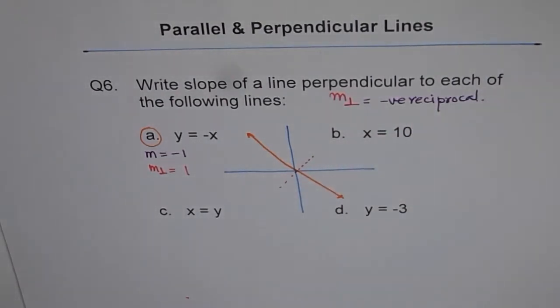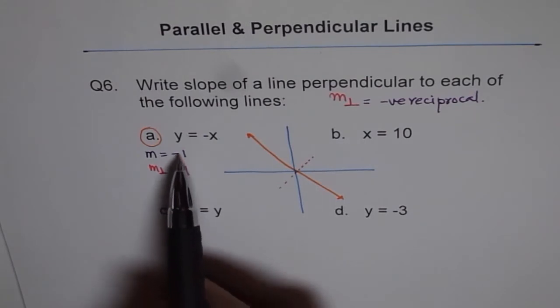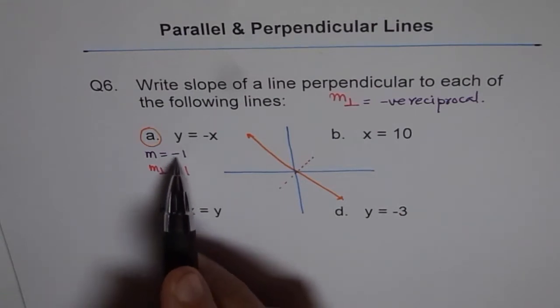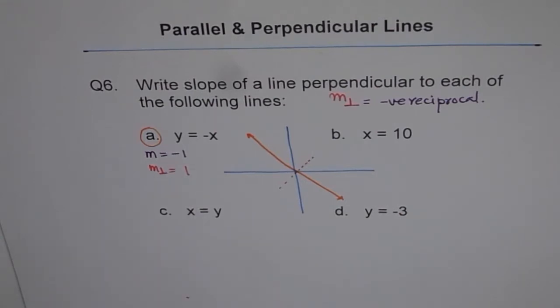correct? Another important thing is when you multiply the two slopes, what should you get? You should get minus 1. If not, then it's wrong, okay? Always. Now let's look into the next line, and there are exceptions to it.